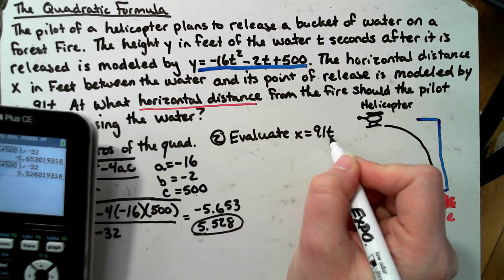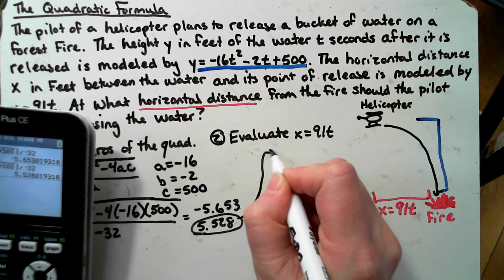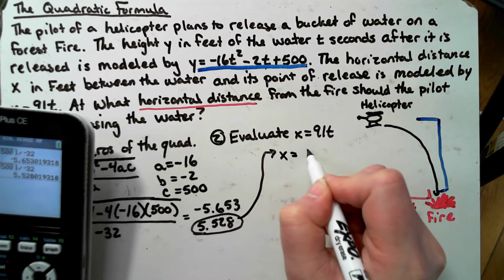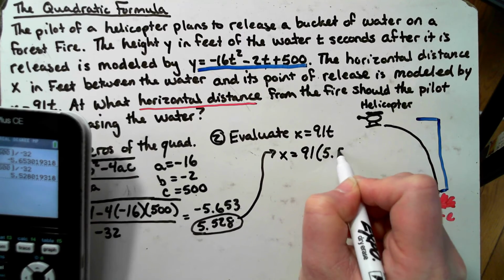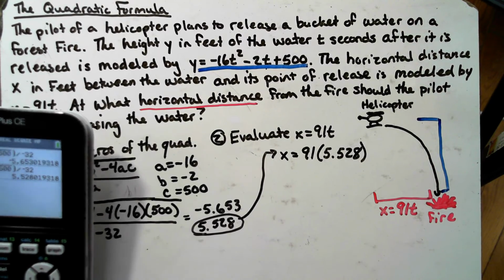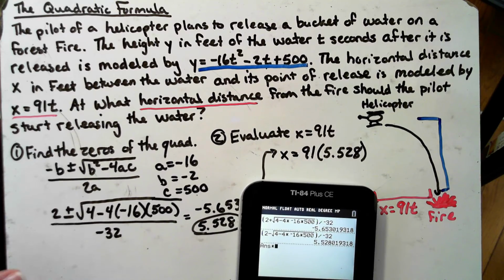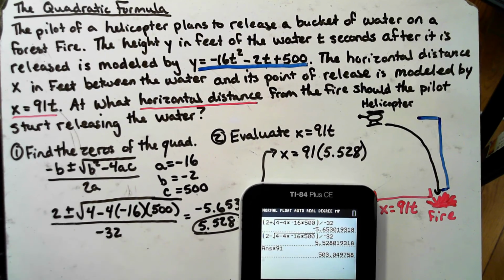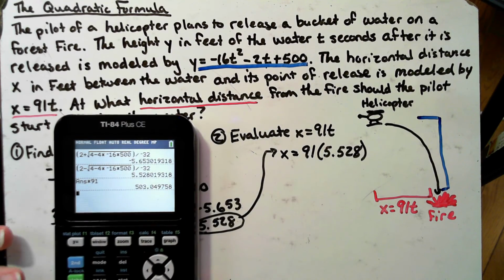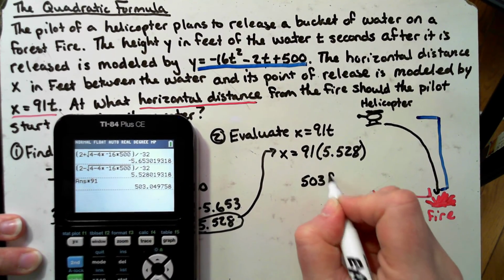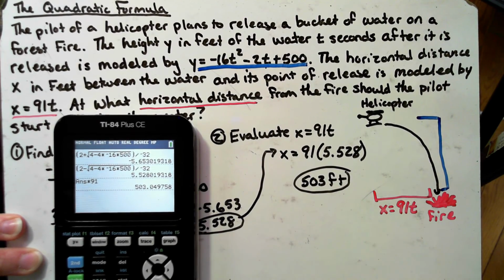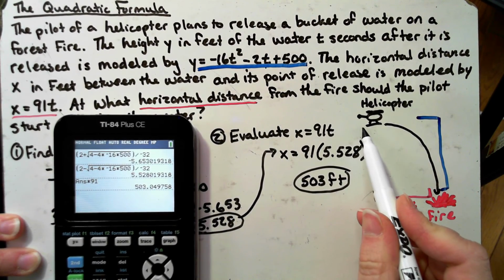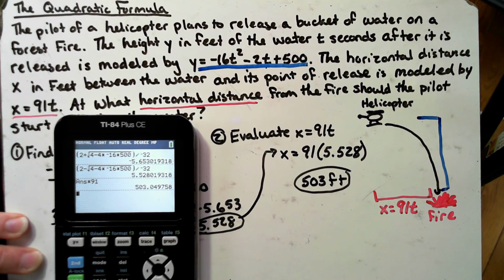Now all I have to do is take that and put it into x equals 91t. So x equals 91 times 5.528. So I'm just going to multiply by 91. And I got 503.049758. So it's about 503 feet. So that is the answer to this question. That's when the pilot needs to start releasing his water, when he's 503 feet before he gets to the fire.